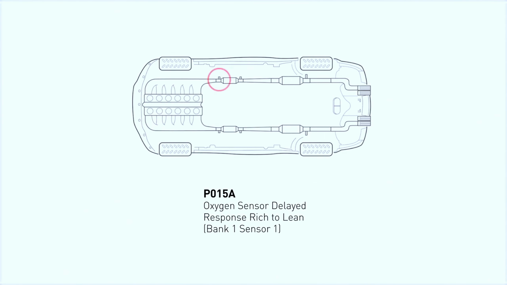The P015A code indicates an issue with your oxygen sensor. This code often indicates a problem with bank 1 sensor 1, although different makes and models may show different banks and sensors.